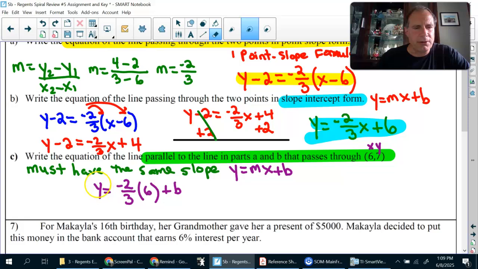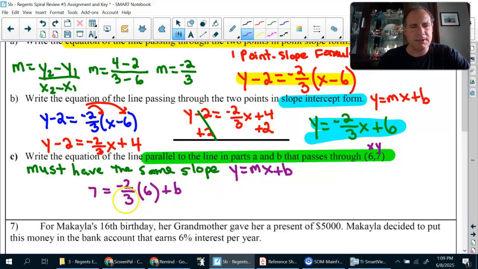So all you're going to do is substitute the y into y equals mx plus b and the x in. And then you really just have to figure out what this is and solve for b. So when you put this in, it's negative 2 over 3 times 6. Negative 2 over 3 times 6 is negative 4. So I'm going to rewrite this: 7 equals negative 4 plus b.